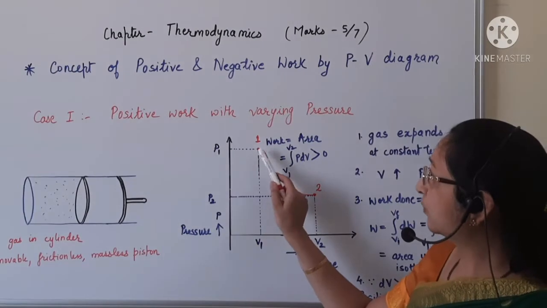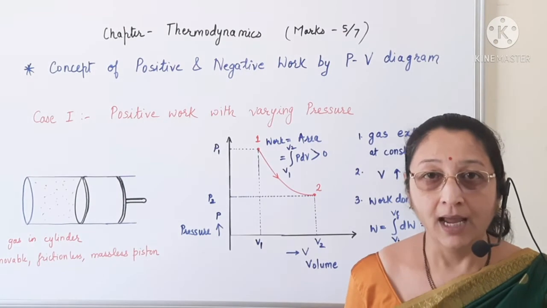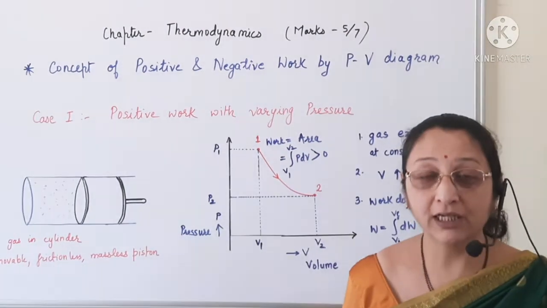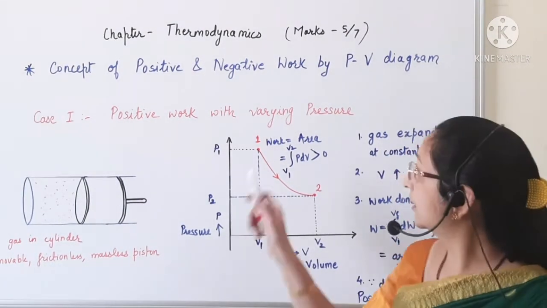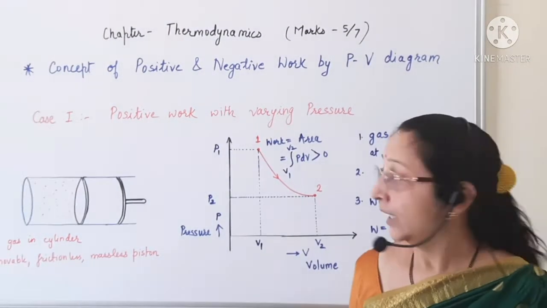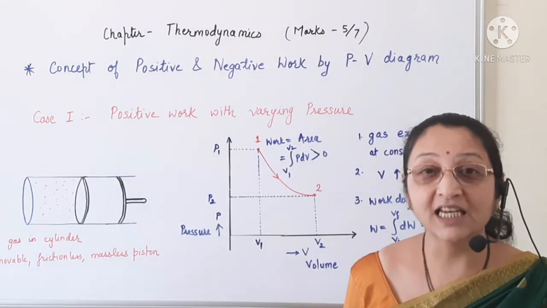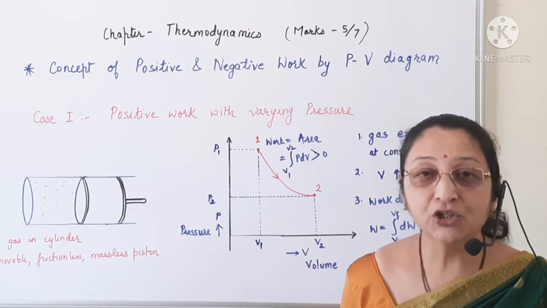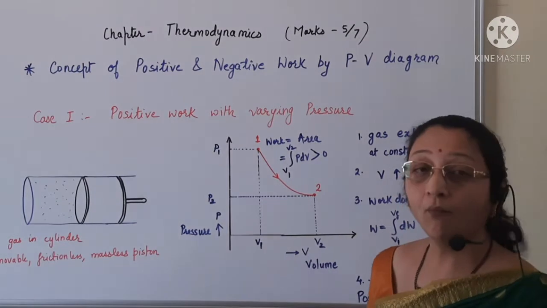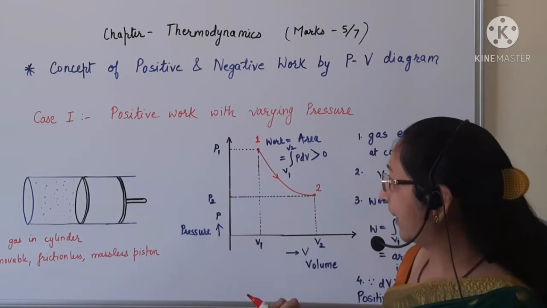Now, this is point 1. The system initially is at point 1. And with time, when the temperature is constant, it changes from 1 to 2. That is, initially when the system is in the state 1, the pressure is P1 and the volume is V1.